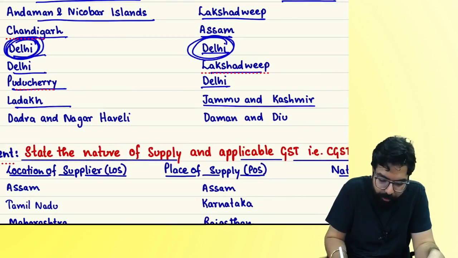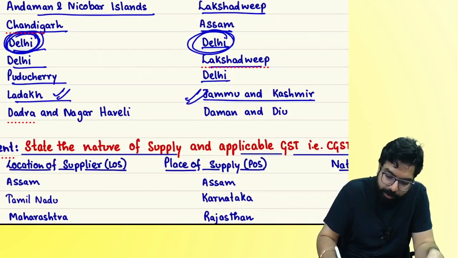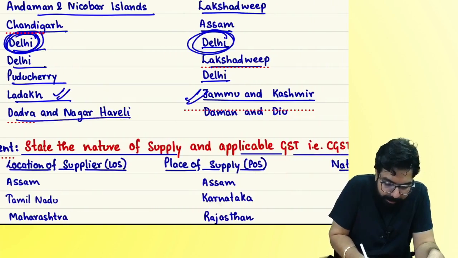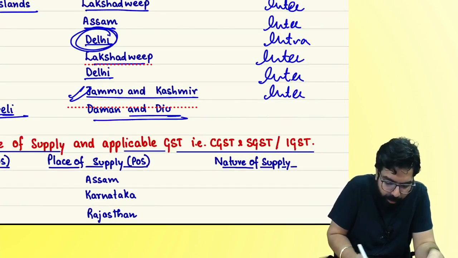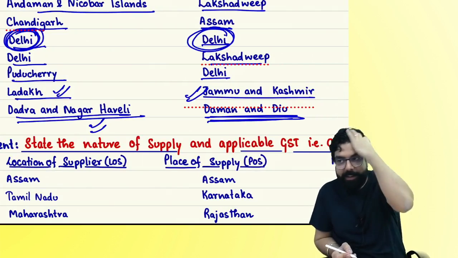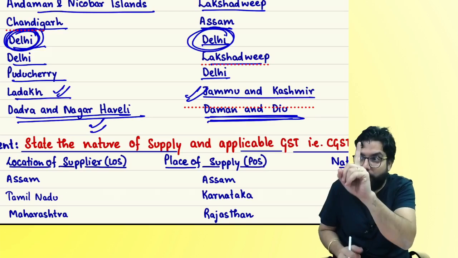IGST. Ladakh to Jammu and Kashmir. One UT, one state. What will you charge? Inter. IGST. Next. Dadra and Nagar Haveli to Daman and Diu. Are Dadra and Nagar Haveli and Daman and Diu one or different? They are one only. Do you remember? I told you both have been merged and both are one union territory.